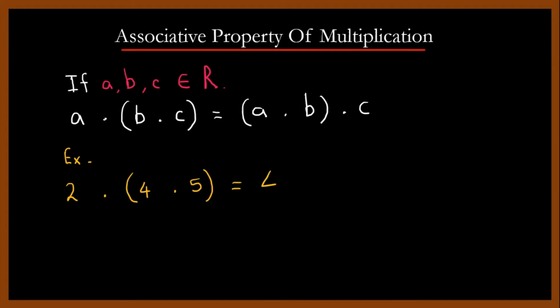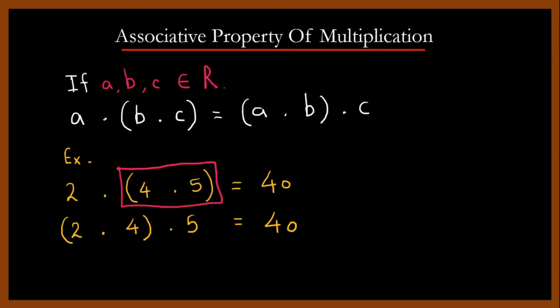Then 2 multiplied by 4 multiplied by 5 equals 40. Therefore, grouping of 4 and 5 in the first expression and grouping of 2 and 4 in the second expression has no effect on the result of multiplying the numbers. The associative property can be extended to more than 3 real numbers.